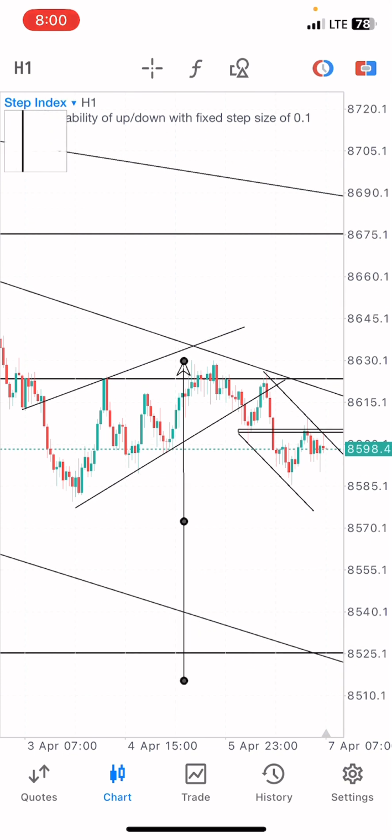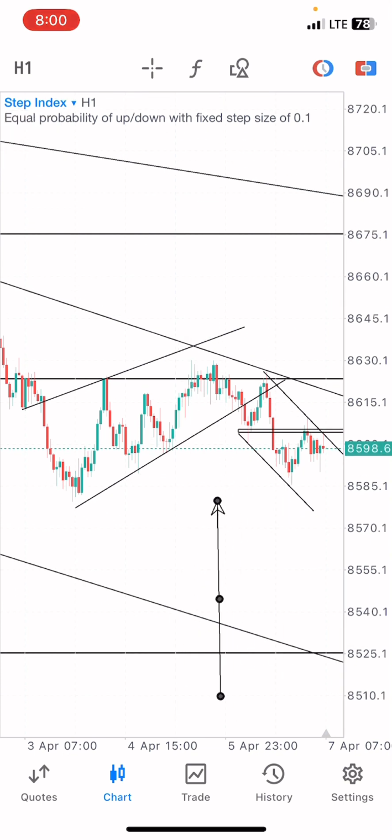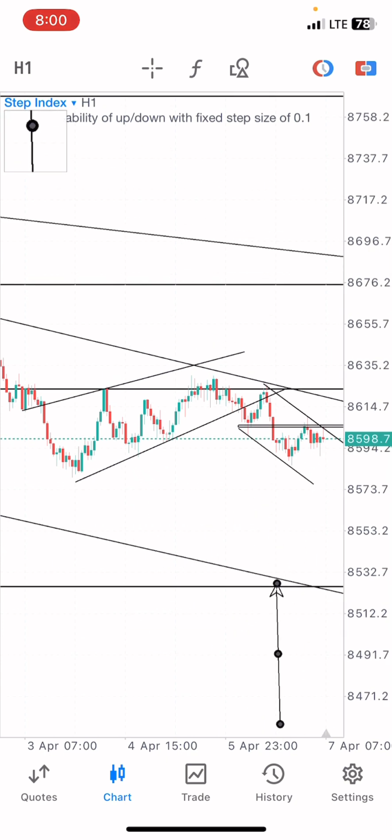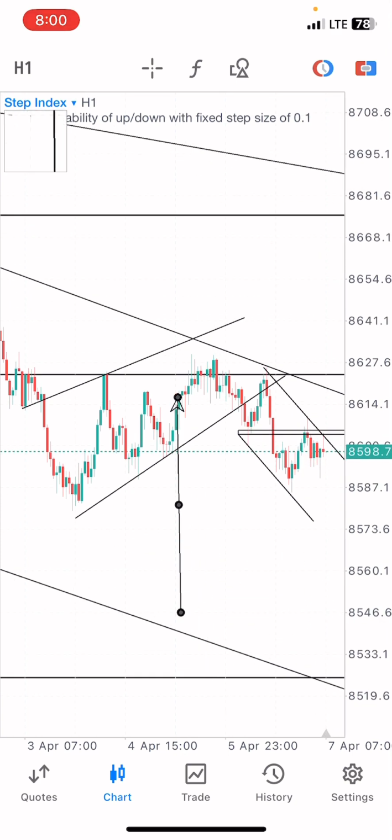Let's have in mind that the higher time frame is telling us that the market is to come and test this key level. This is our weekly time frame key level. So we're expecting more downward move to this point. So how are we to get into this trade?